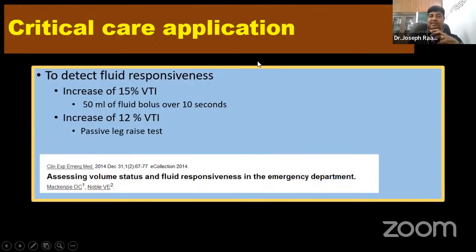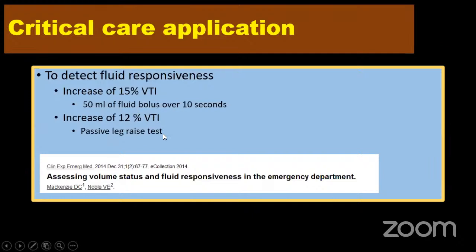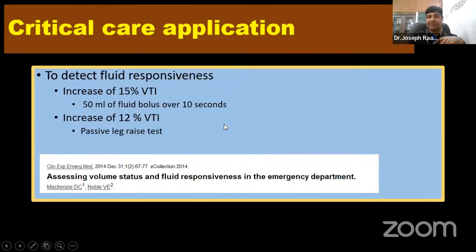So to assess fluid responsiveness, what are we going to do here? If you give a small bolus, something like 50 ml, and your VTI increases by 15%, then we know that this patient will respond to fluids. Or, instead of giving fluid, if you are worried that even 50 ml will cause some problem, you can do a passive leg raise test and then analyze the VTI. If the VTI increases by 12%, then we know these patients are fluid responders.